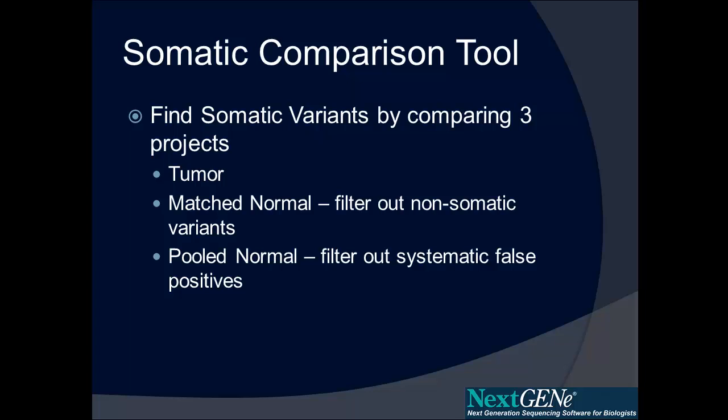The somatic comparison tool works by comparing three projects: a tumor, a matched normal, such as a blood sample, and a pool of normal samples from multiple sources. The normal sample project can be used to remove non-somatic variants, and the pooled normal project can be used to remove false positives due to systematic errors caused by the sequencing or alignment.